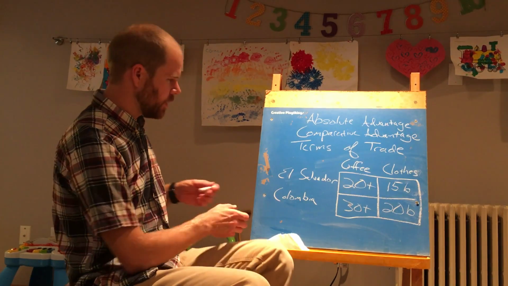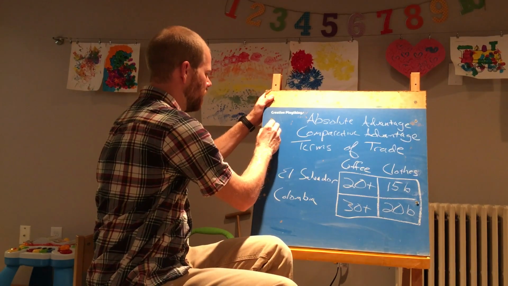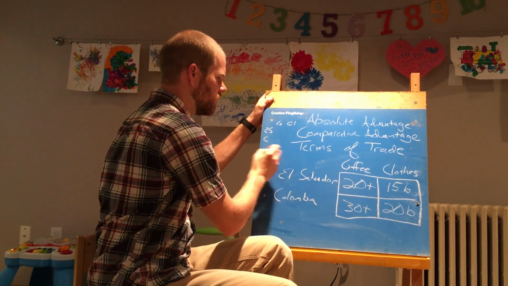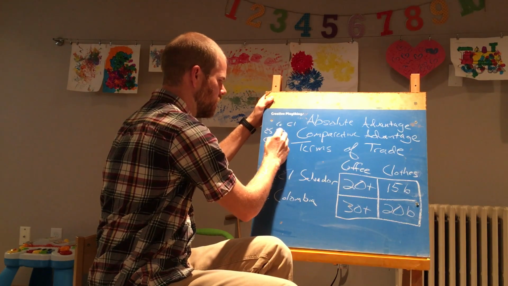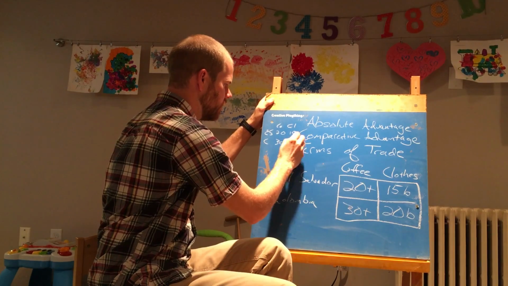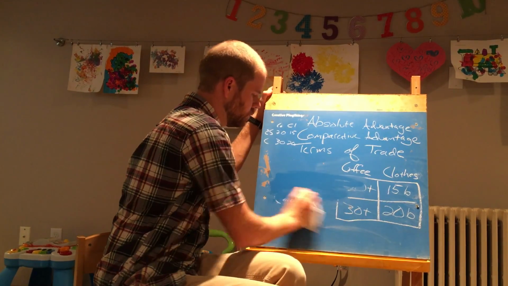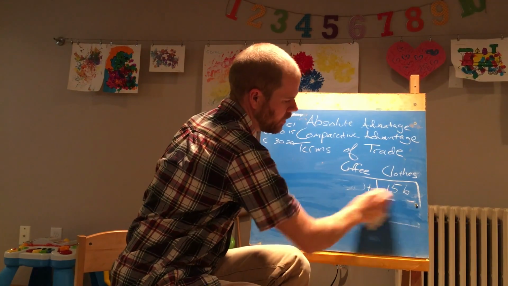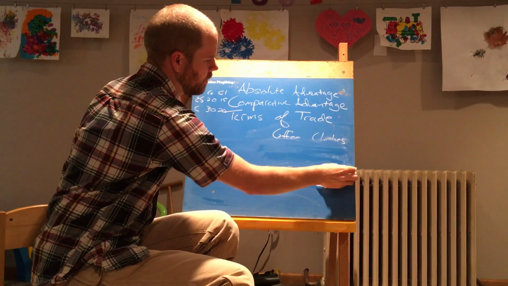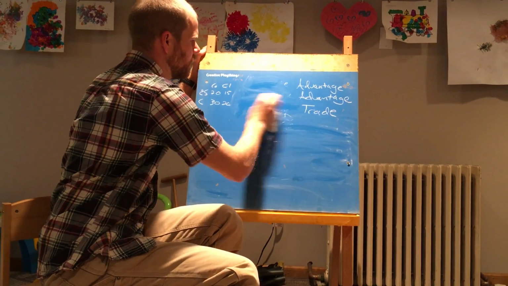The way that we determine this, I'm going to draw this up here so we don't forget our numbers. El Salvador, Colombia, coffee, clothes: 20, 30, 15, and 20. There is no formula required to understand absolute advantage. You just look at the numbers, totals, and pick the higher number. That's the country with an absolute advantage.